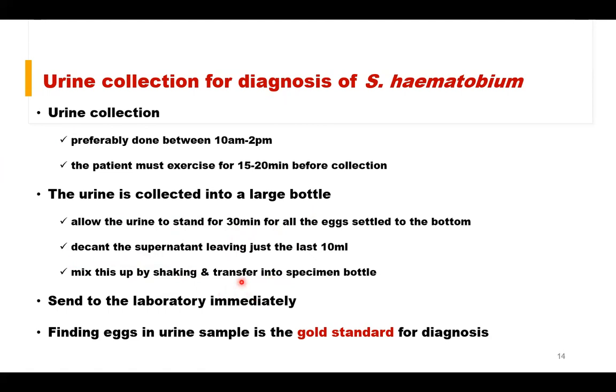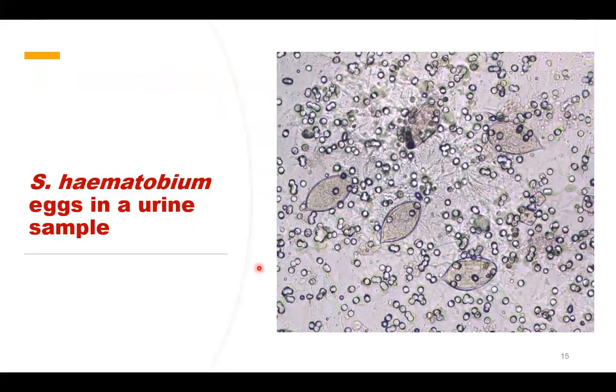Now, the gold standard is to demonstrate the presence of the eggs in the urine. As you can see, this is a sample prepared from a patient's urine. That's why you have a lot of red blood cells. So these are red blood cells, and you can see the eggs. How do I know it's haematobium? Very good, the terminal spine. So this is diagnostic.